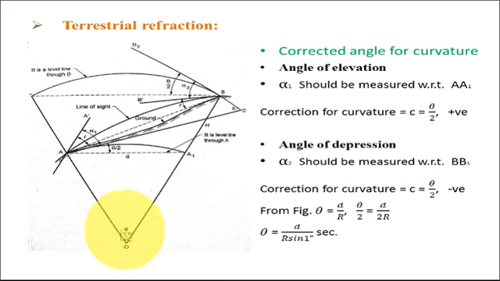Now from the figure, theta is equal to chord AB divided by the radius of the earth, or AO distance. So theta is equal to D divided by R. So theta by 2 is equal to D divided by 2R. That means theta is equal to D upon R into sine 1 second, and we will get it in seconds. So theta is equal to D upon R.